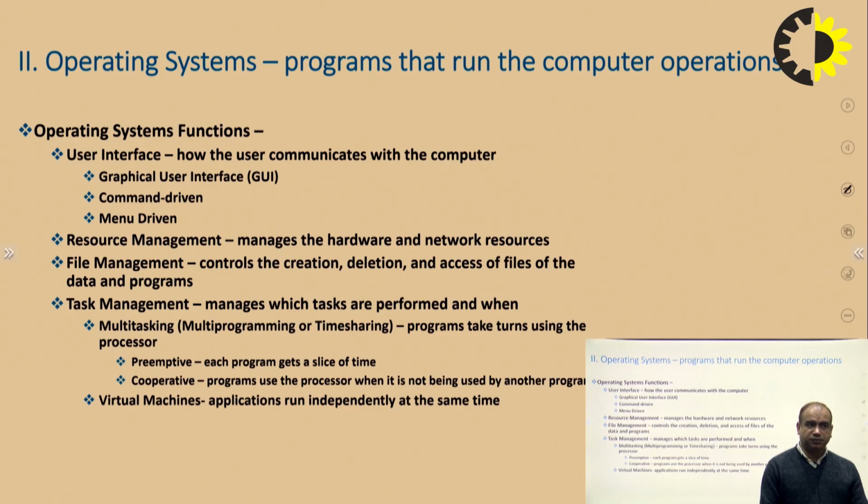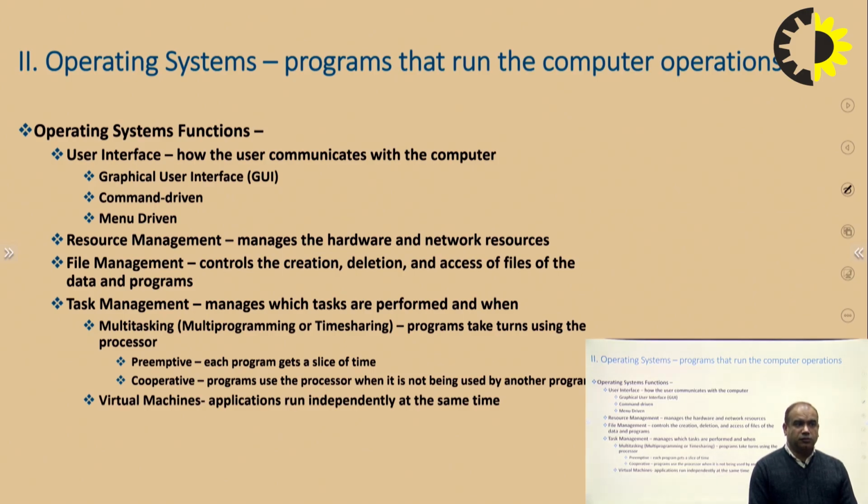Next is resource management. First is the user interface, second is resource management, which manages the hardware, network and all kinds of resources. The third major function of the operating system is file management. It controls the creation, deletion and access of files of data and programs. Also, task management manages how tasks are performed, like multi-user programming, multi-programming, time sharing, preemptive or cooperative.